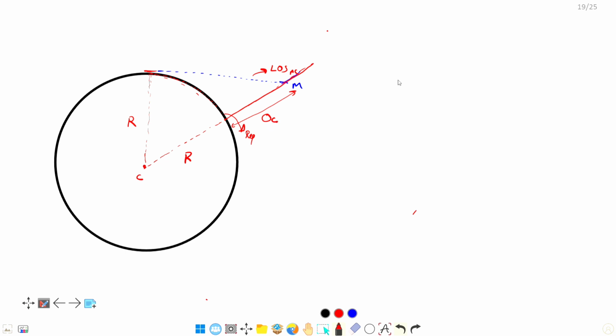Now let's calculate OC. I am making this triangle CAB. For example, these points are A, B, C. I am making this triangle here.